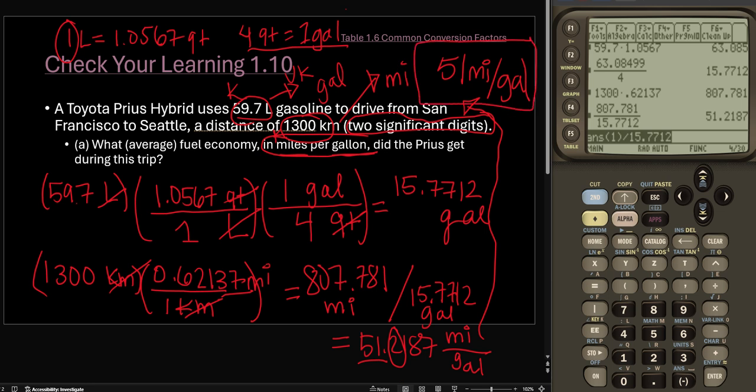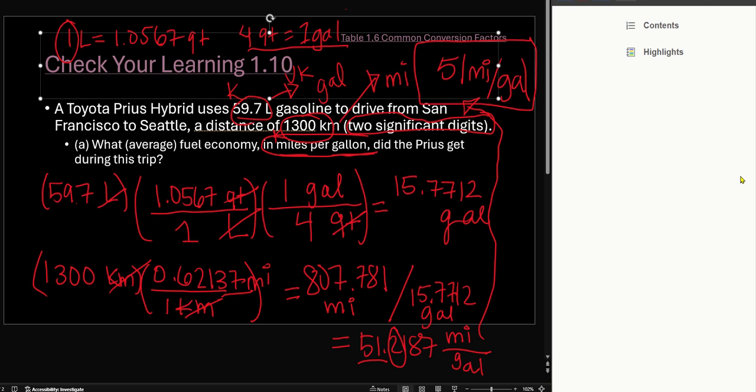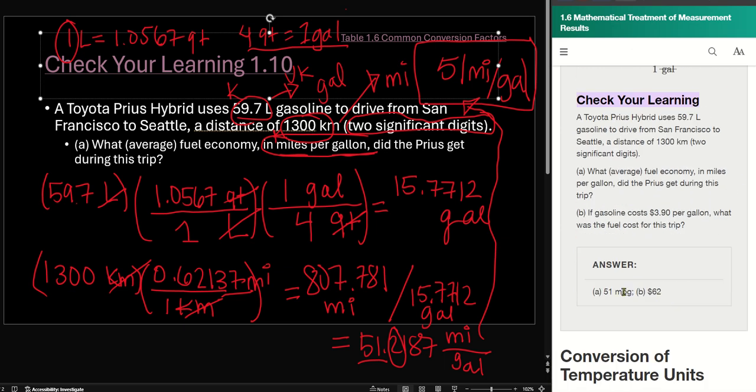Now, for the fun part, let's go check our answer. And we got it right, 51 miles per gallon.